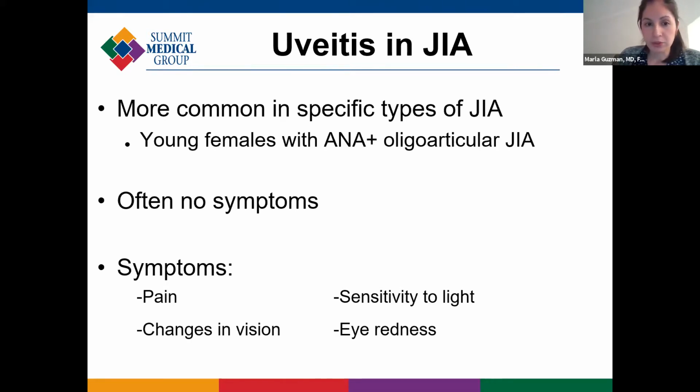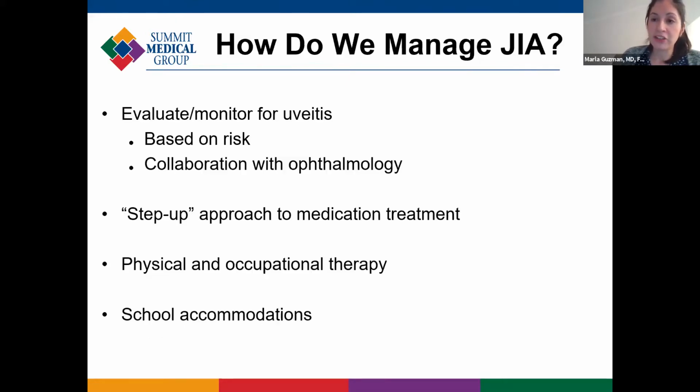Like I mentioned, there's often no symptoms. If the child does have symptoms, the symptoms I've talked about tend to be the more common ones, sometimes even headache, sensitivity to light. And if untreated, this actually could lead to blindness. So it's really important that any child who has JIA is seen by an ophthalmologist. And the frequency and the urgency for that really depends on the risk factors. And there's a whole algorithm as to who needs to be seen with what frequency. And we collaborate with our ophthalmology colleagues to monitor these patients for uveitis.